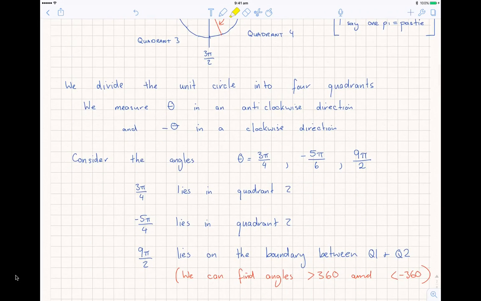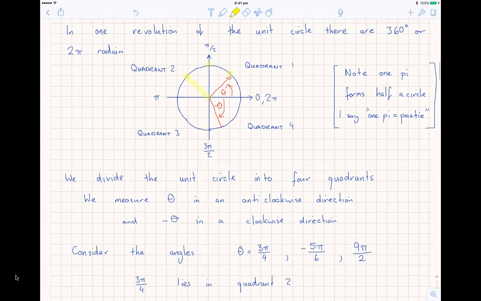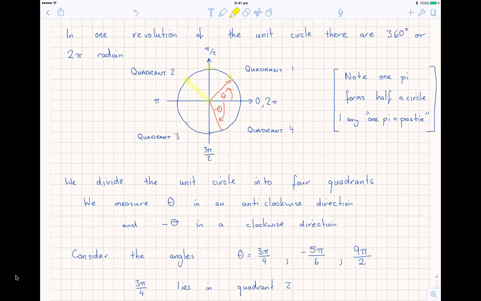If we try now minus 5 pi on 6, so of course we have to move in the clockwise direction, so we've got 5/6 of a pasty moving in this direction. That would be 1/6, 2/6, 3/6, 4/6, 5/6, so we're somewhere over here this time. So we're neatly in quadrant 3.